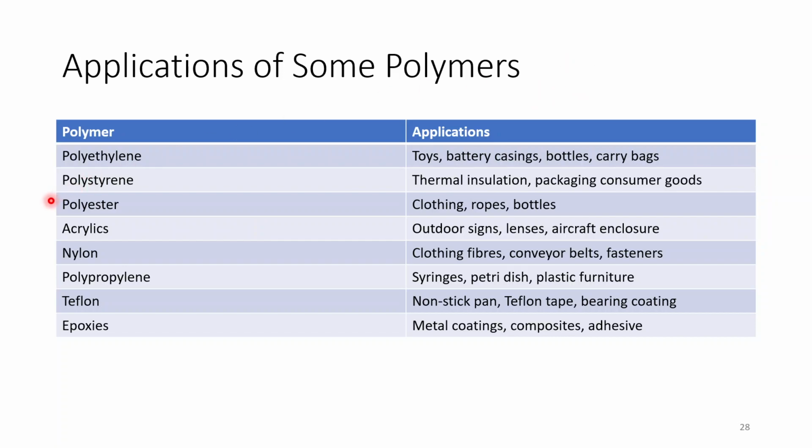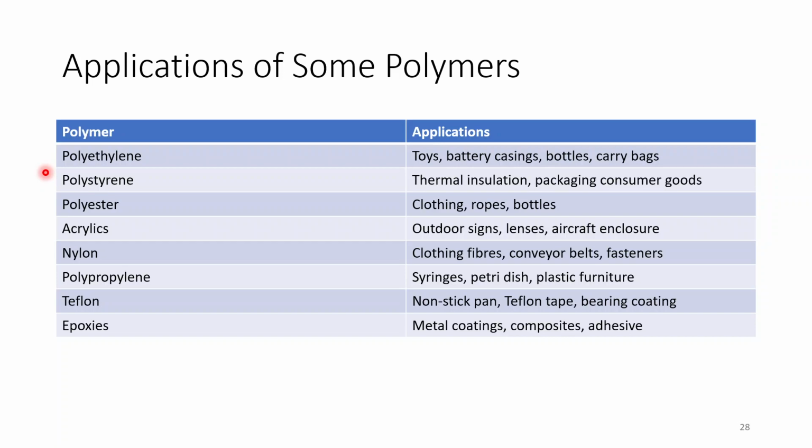Applications of some of the polymers. So these are various polymers which are used in our day-to-day lives. In the case of polyethylene, it is used in making toys, battery casings, bottles, carry bags, etc. Polystyrene is used in making thermal insulation, packaging, consumer goods. Polyester is used in making clothing, robes, bottles, etc. Acrylics are used in making outdoor signs, lenses, aircraft enclosures, etc.